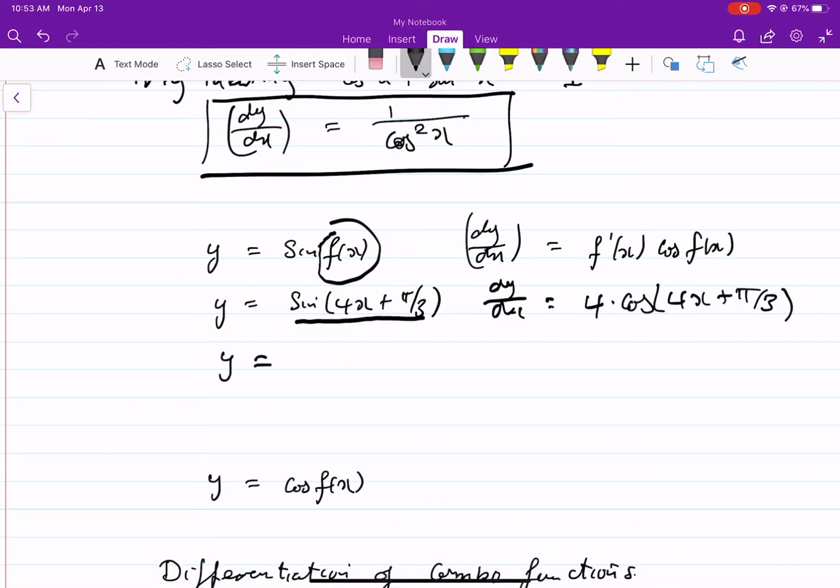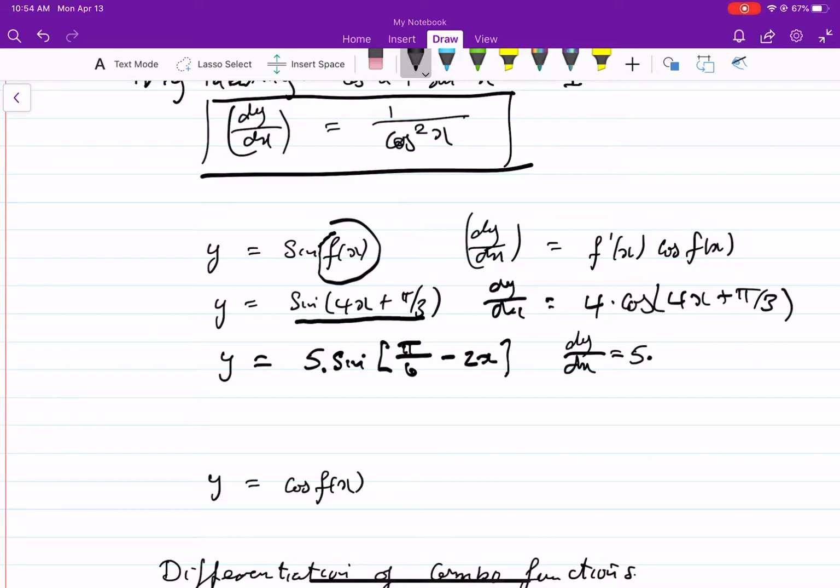Suppose I have y is equal to, I'll put a constant in front, let's say 5 times the sine of pi upon 6 minus 2x. Okay, well, let's see. You multiply by 5. So once you multiply a function by a constant, you don't do anything with that constant. dy/dx is equal to, you write back the 5, and then you differentiate the sine function. Sine of pi upon 6 minus 2x.